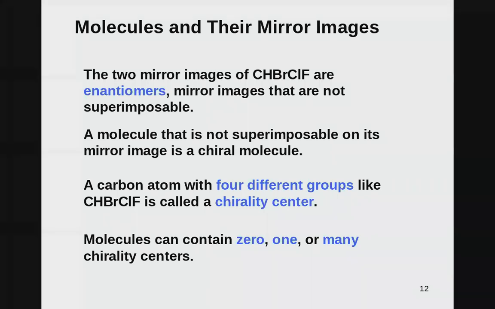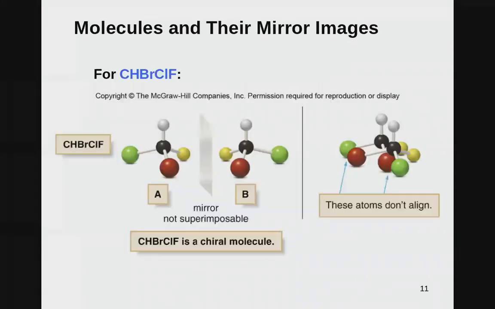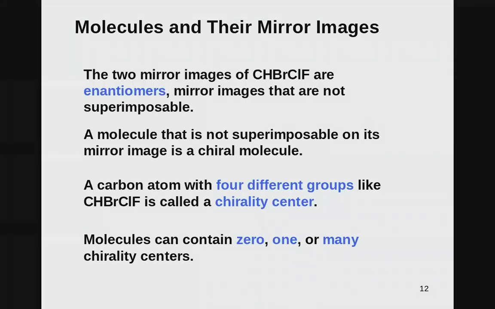But we can actually look at these mirror images and give a new term. Now, the two mirror images of CHBrClF are what we call enantiomers. And enantiomers are mirror images that simply are incapable of superimposing. And you can see that here. They're mirror images, but they're not capable of superimposing on one another.